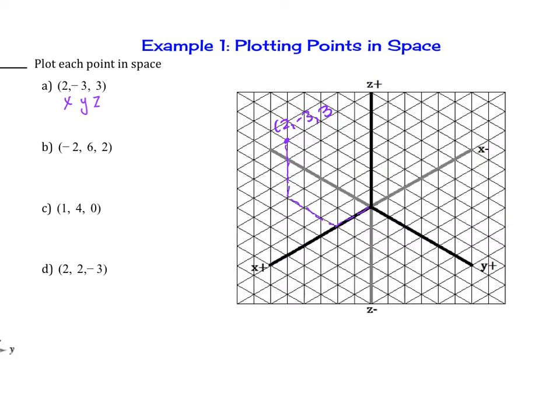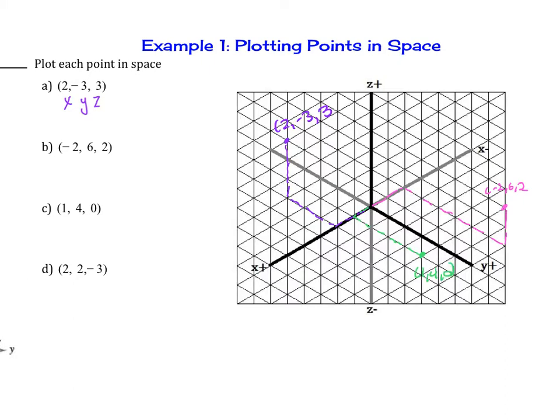Let's do the next one, -2, 6, and 2. So that's a negative x, so that's 2, positive 6, 1, 2, 3, 4, 5, 6 here. And then up positive 2, so 1, 2. So here is -2, 6, and 2. Let's do 1, 4, and 0. So positive 1, positive 4, and then 0 is here. So that is 1, 4, 0.